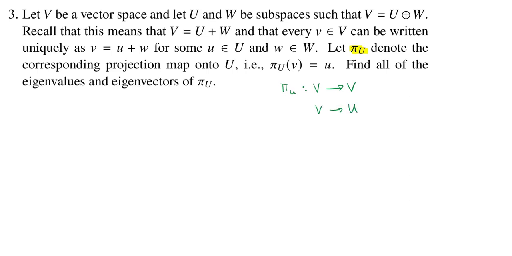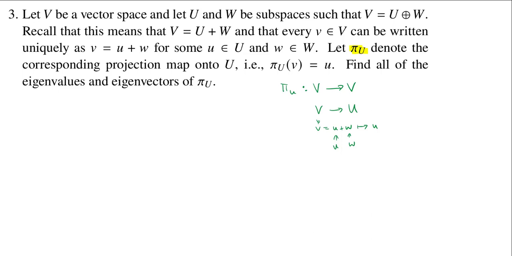And the way you do it is if I have some little v in V, then I know that I can write it uniquely as a little u plus a little w, where little u is in U and little w is in W. And this sum is going to get mapped just to the little u. You just ignore the w component. All right, so this is well known to be a linear map, and our goal in this problem is to find all of the eigenvalues and eigenvectors of this linear map pi U.